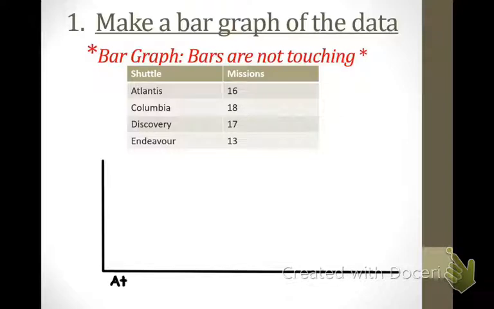So the first one that you see there is Atlantis. So we're going to label it across the bottom. What's the next object in order that we should label across the bottom? Columbia. What's the next one, Katie? Discovery. And the last one, everyone, is the? Endeavor. It's the Endeavor.